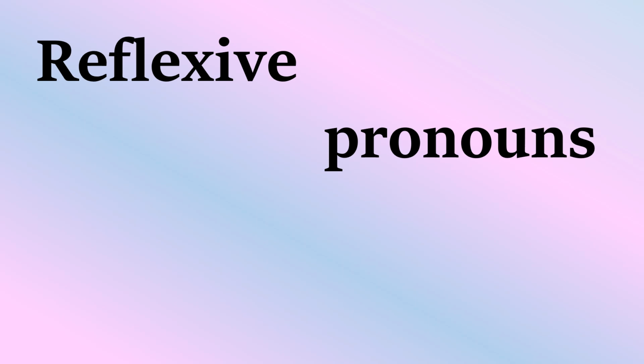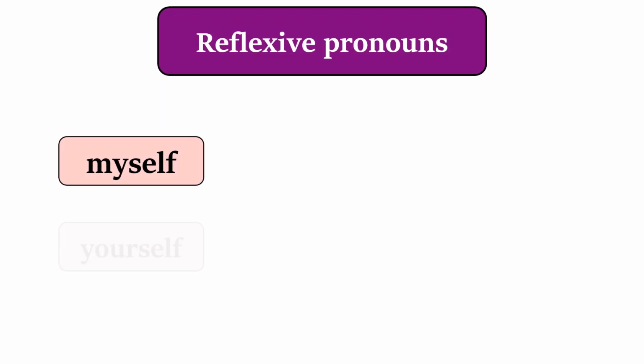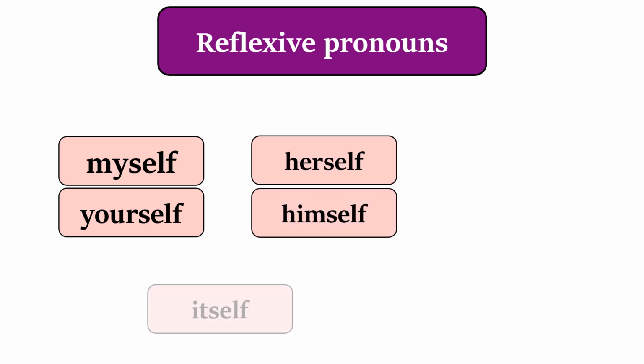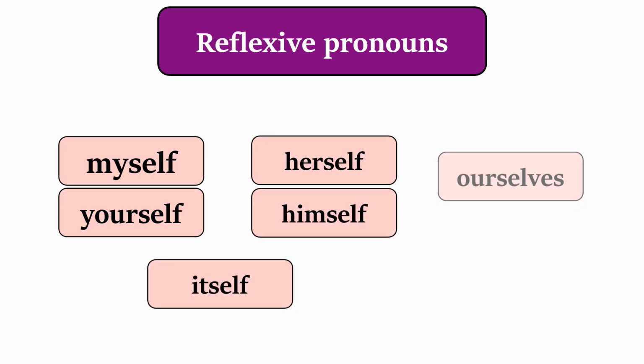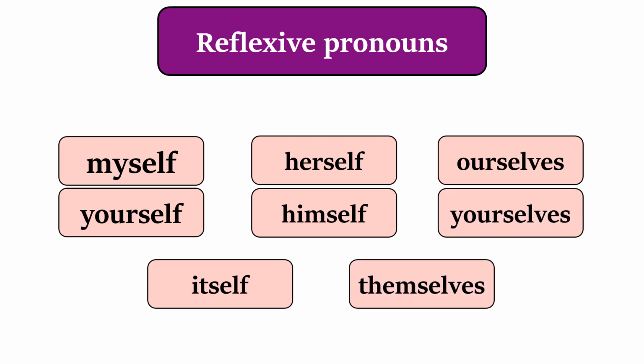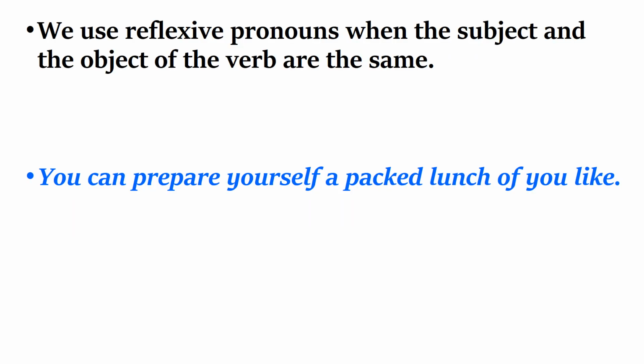The next part is about reflexive pronouns. There are myself, yourself, herself, himself, itself, ourselves, yourselves, themselves. We use reflexive pronouns when the subject and the object of the verb are the same. Example: you can prepare yourself a packed lunch if you like.